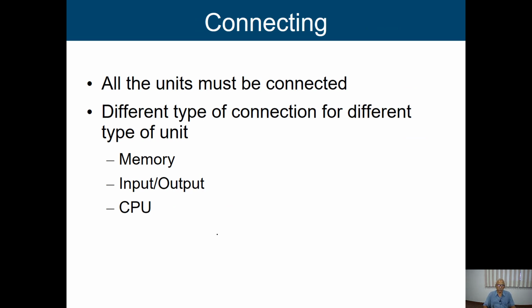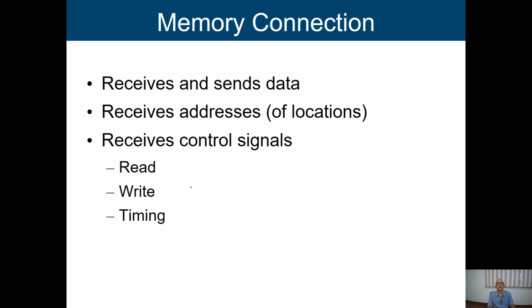Now, one of the main units is connecting. We have several components and we have to connect them together. What are the different kinds of connections that we have? These are basically memory connection, input-output connection, and CPU connection. And already we have talked about the bus system, and through the bus system we are going to connect those particular components. So this is basically the memory connection.